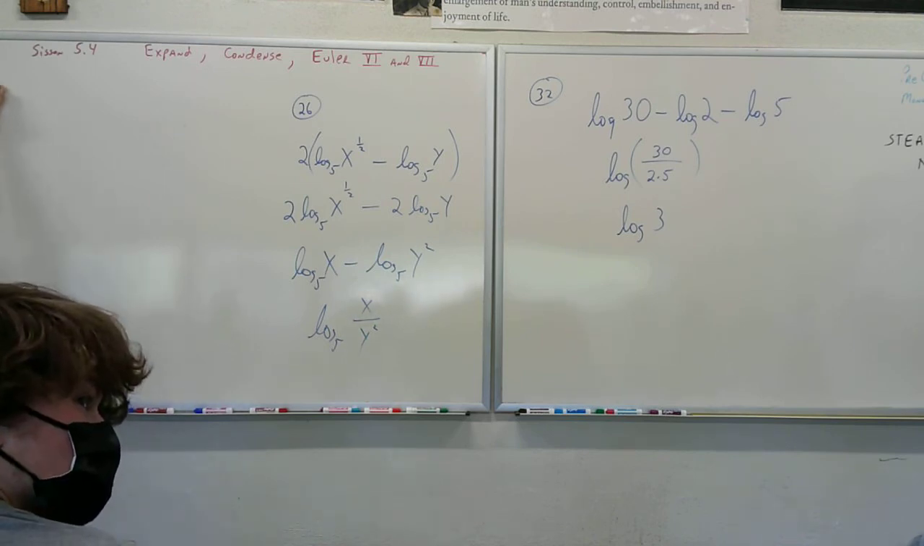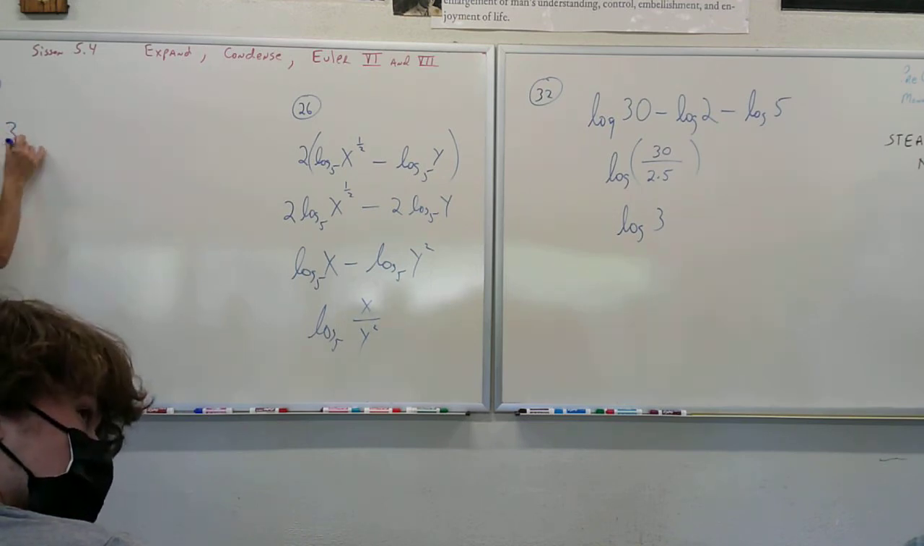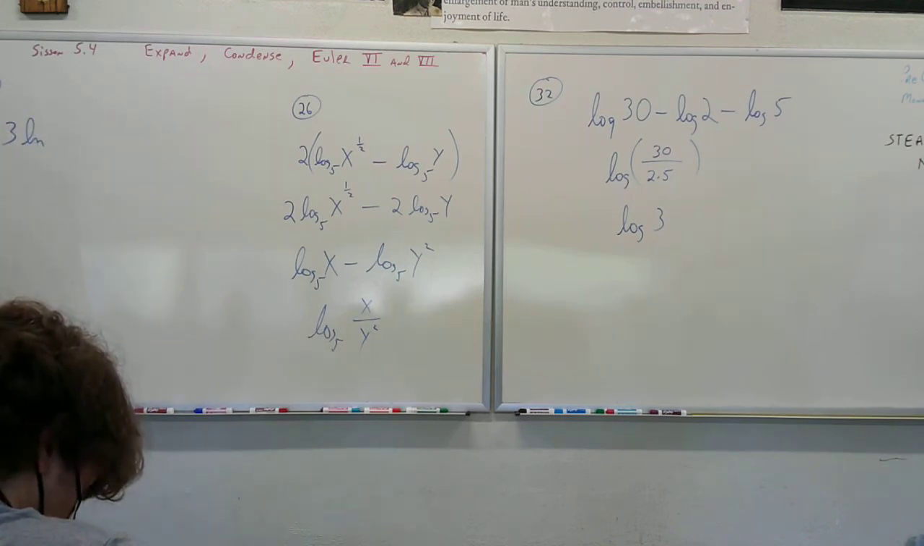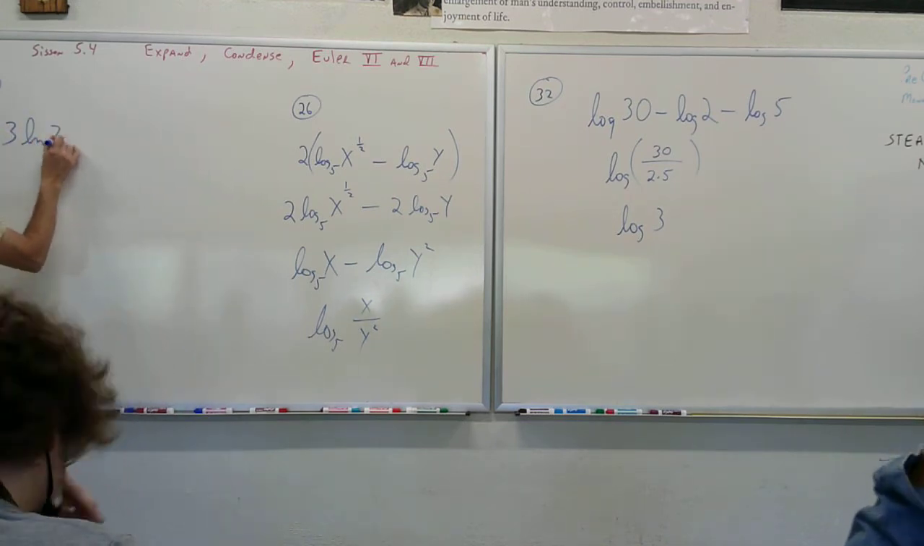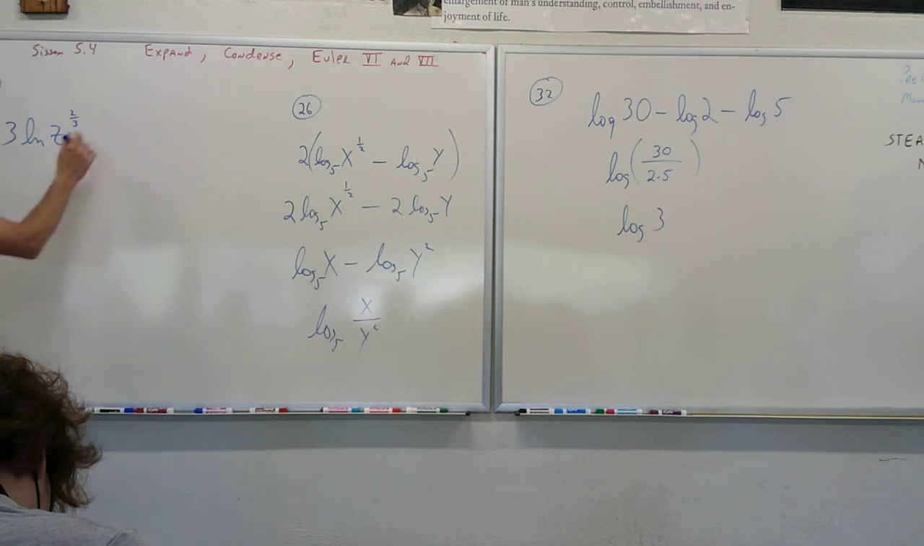Now, what would you do first if you were working 29? Would you distribute that 3 out first? Oh, yeah, probably. Okay, let's do that. 3, natural log. And I bet you would change that to z to the 2/3, wouldn't you? Would you change that to z to the 2/3? Z.